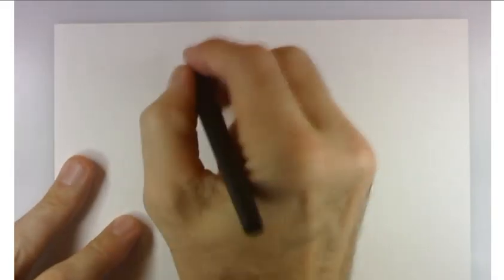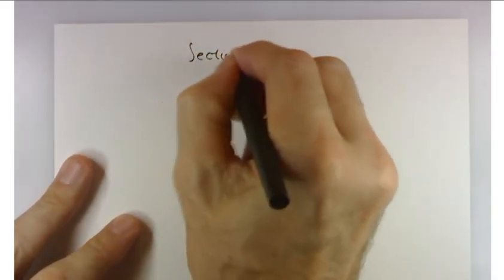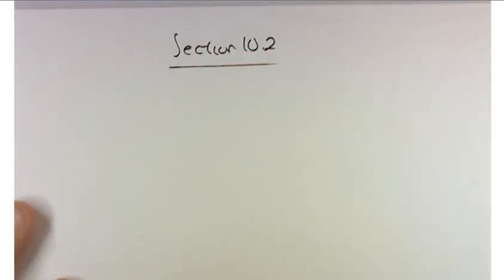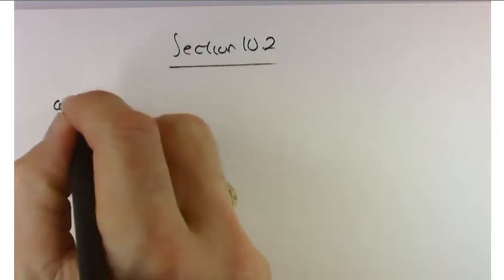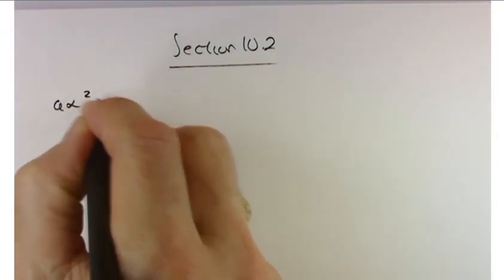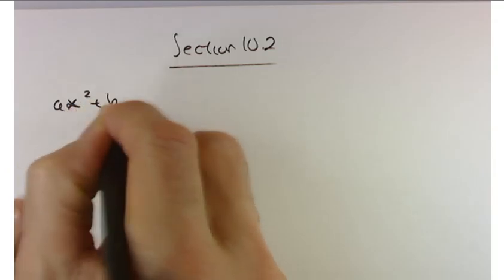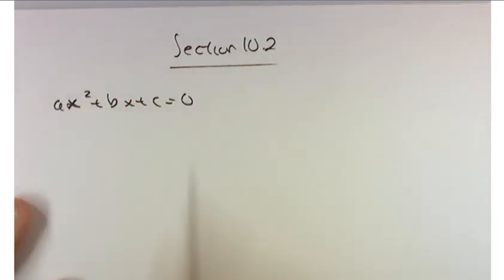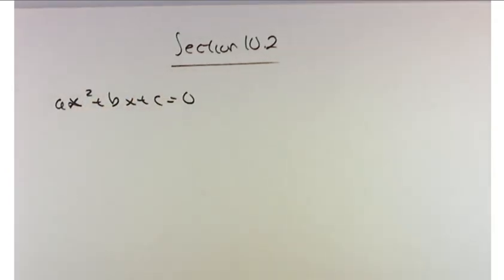Okay, so section 10.2. We're going to introduce the quadratic formula. The quadratic formula is a nice formula for solving any of your quadratic equation problems. So ax squared plus bx plus c equals 0. Anything you can put into that form, you can solve with this formula. So the question is, what is that formula?